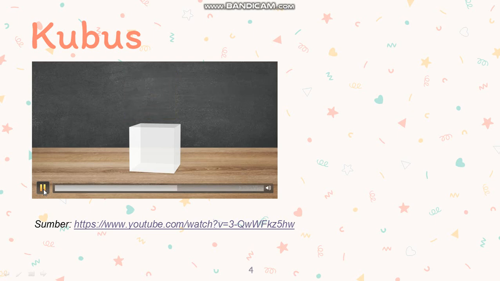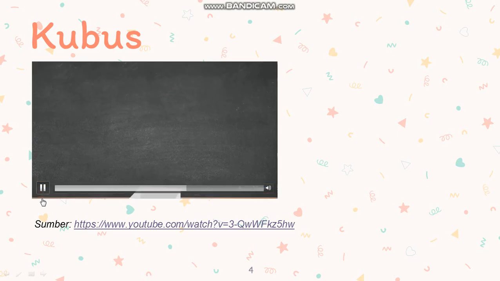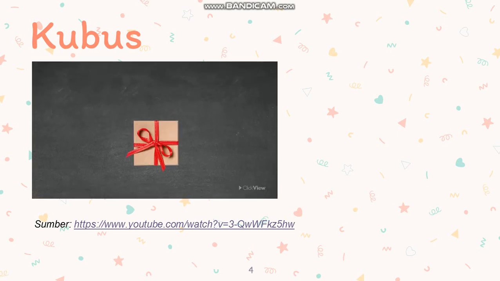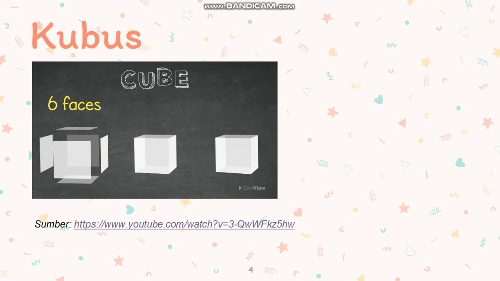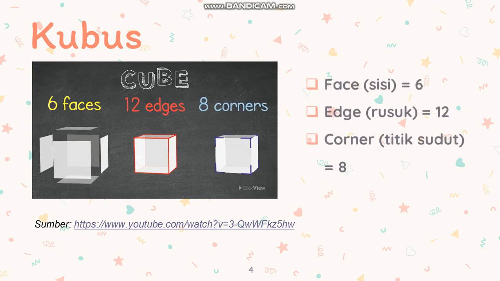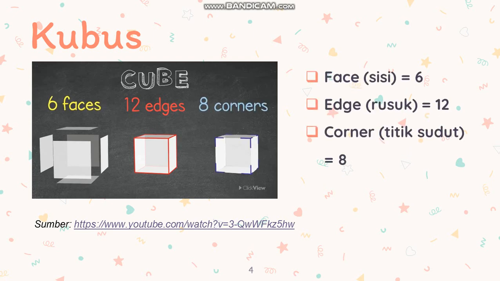Here are some three-dimensional shapes and their features. This shape is a cube. A cube has 6 faces that are identical, 12 edges, and 8 corners. All of the faces, edges, and corners are the same size and length.